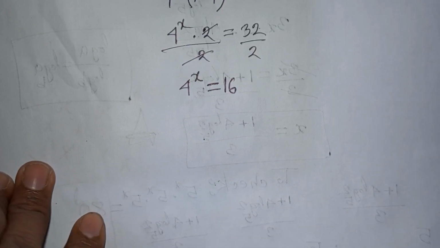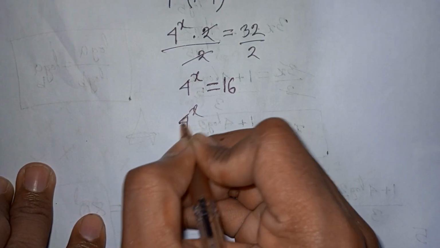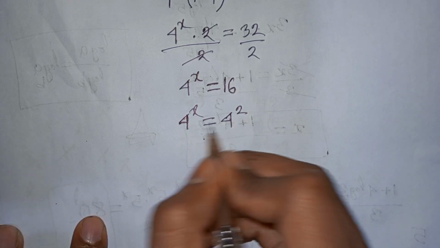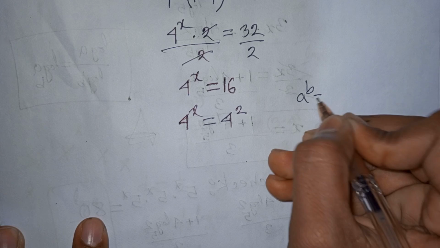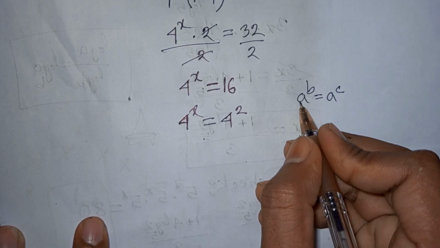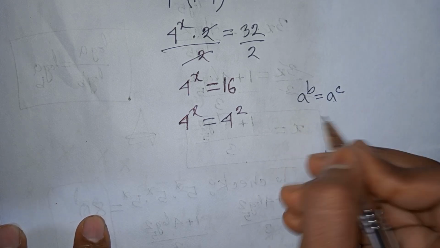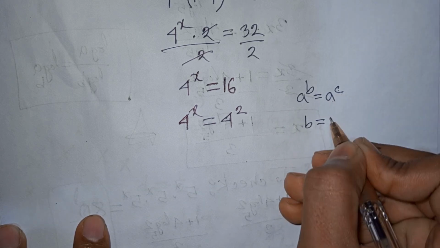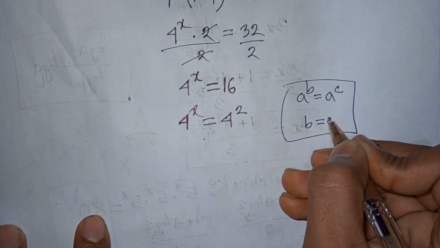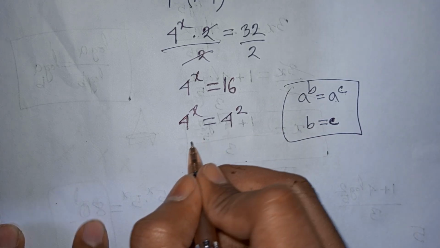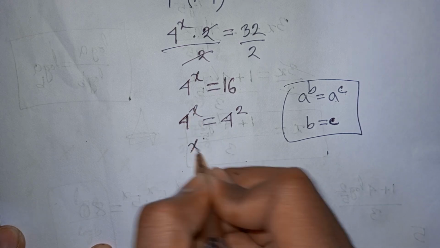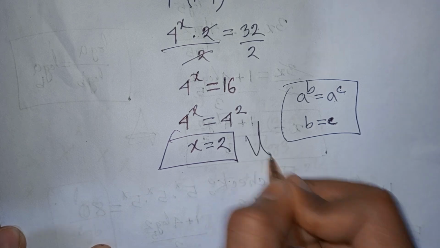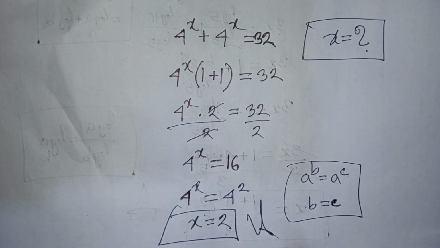In the next step we have 4 power x is equal to 16, which is the same as 4 squared. Here, in the form a power b is equal to a power c, the base a is the same, so a will be cancelled, so b will be equal to c, that means power will be equal to power. Here 4 is the same base, so 4 will be cancelled, so here x will be equal to 2. So 2 is the value of x, and this is our final answer for this equation.